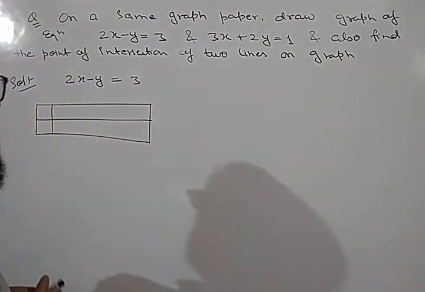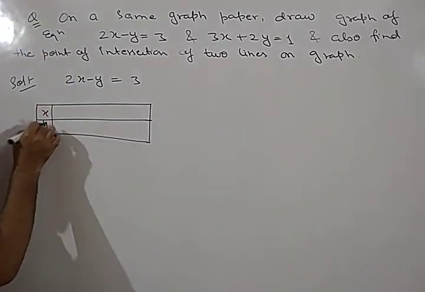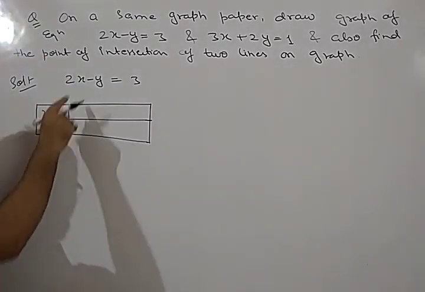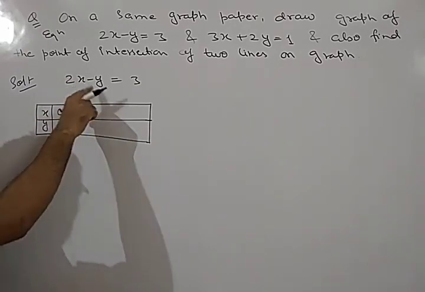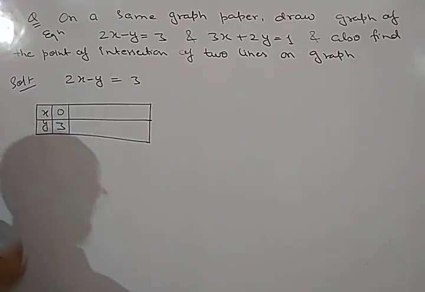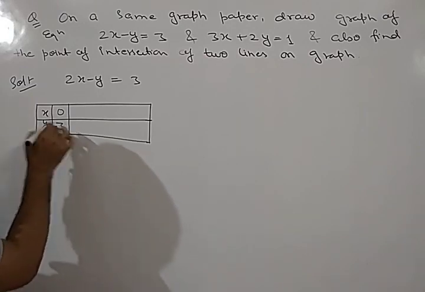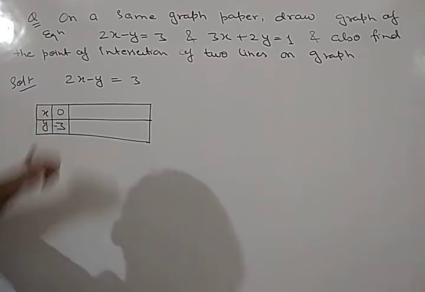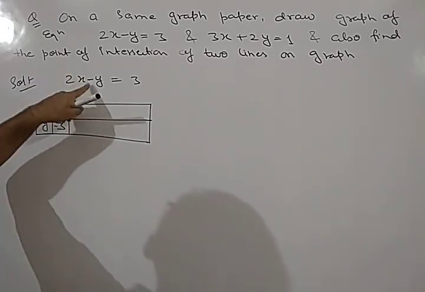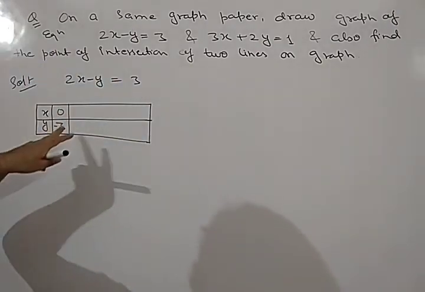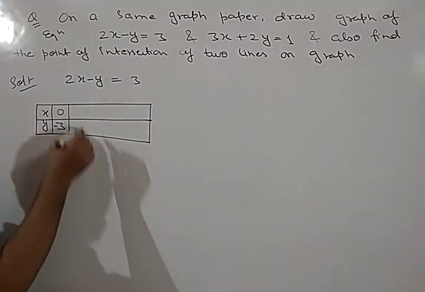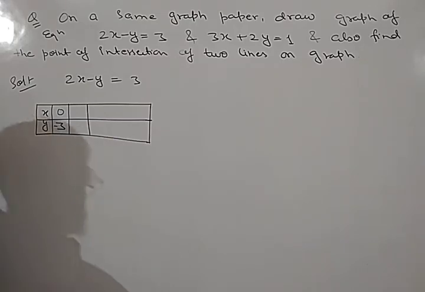So let us take the values x and y. If we take x equal to 0, then y will be equal to minus 3. You can see here, if x equal to 0, then this term will be 0, then minus y will be equal to 3, or y will be equal to minus 3. So we get one value.